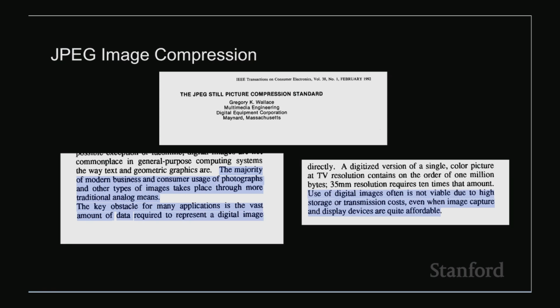It says that the majority of modern businesses and consumer usage of photographs and other types of images takes place through more traditional analog means. So in '92, you weren't really storing everything in a digital format. And the key obstacle for many applications is the vast amount of data required to represent a digital image, right? So the uncompressed size was actually one of the main reasons people weren't even moving to digital storage of multimedia applications. And now if you look at it, a lot has changed.